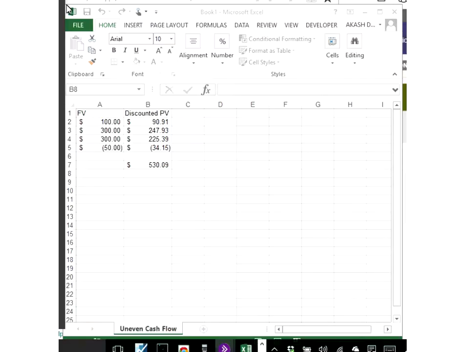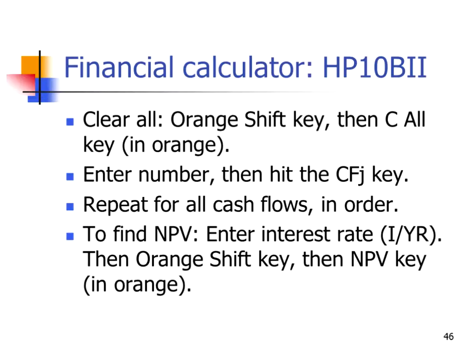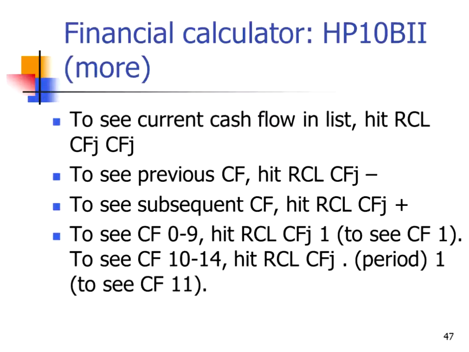All right, everyone clear with this? Let's go back to the PowerPoint. So there you go. We got the same answer as the PowerPoint. It's $530.08. That's the present value.